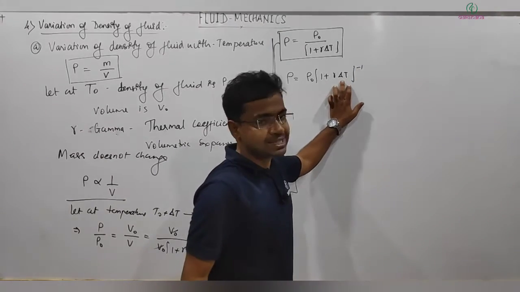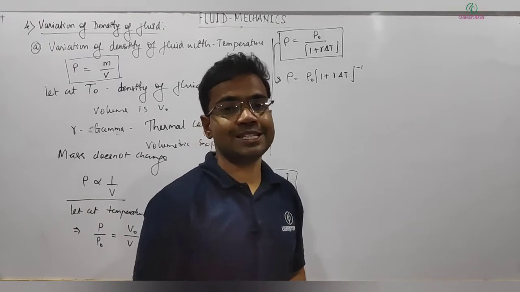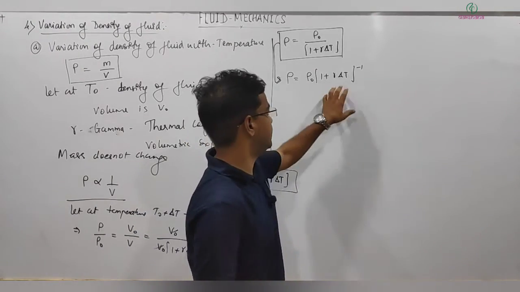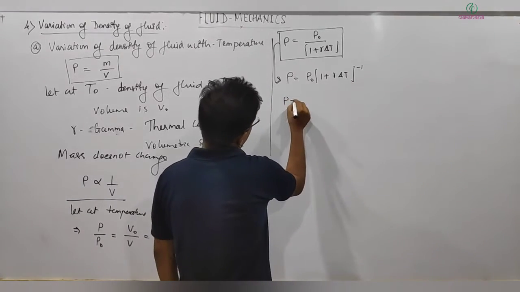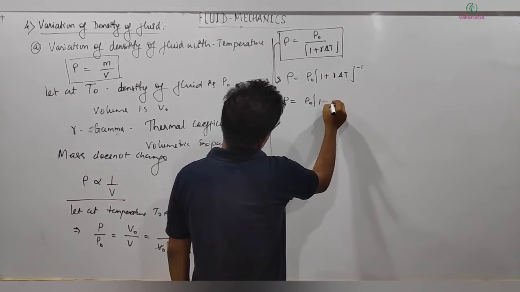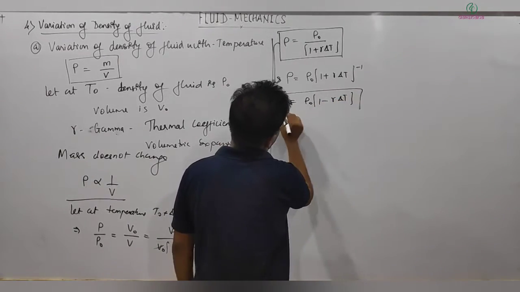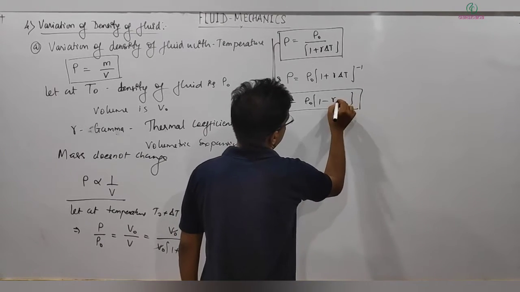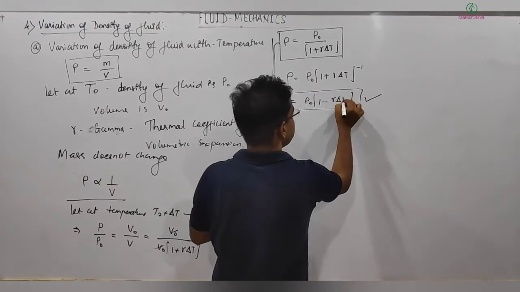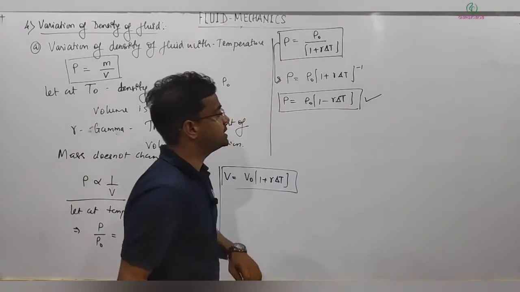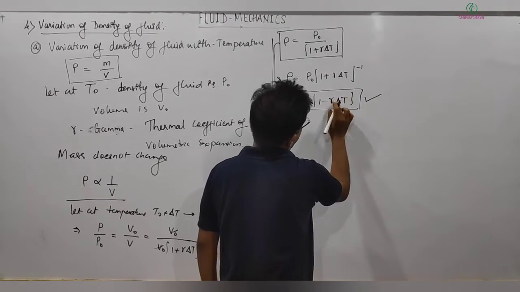By binomial expansion, (1 plus x) to the power n is approximately 1 plus n x. Because x is less than 1, this gamma delta T is a small quantity, so I can write rho is equal to rho naught (1 minus gamma delta T), ignoring higher order terms. This is the final relation of the variation of density with temperature.